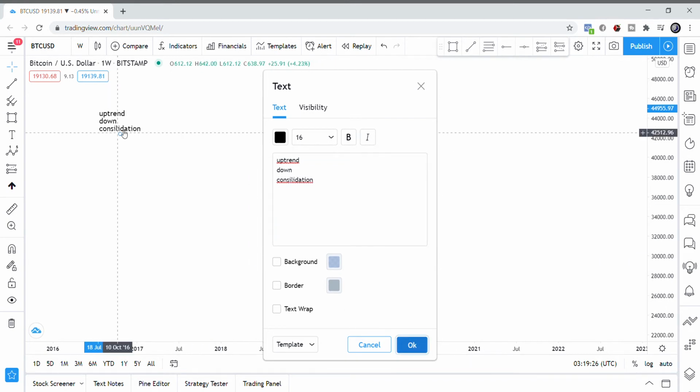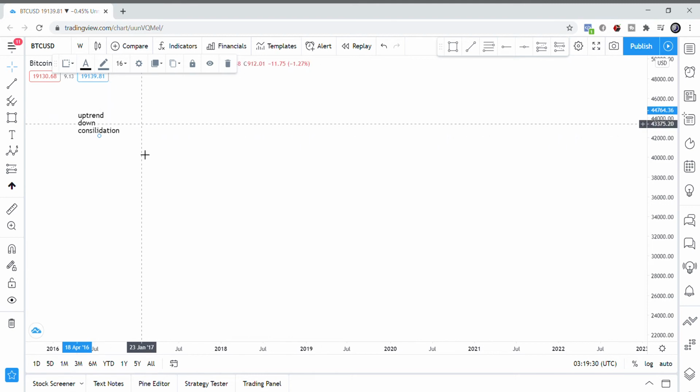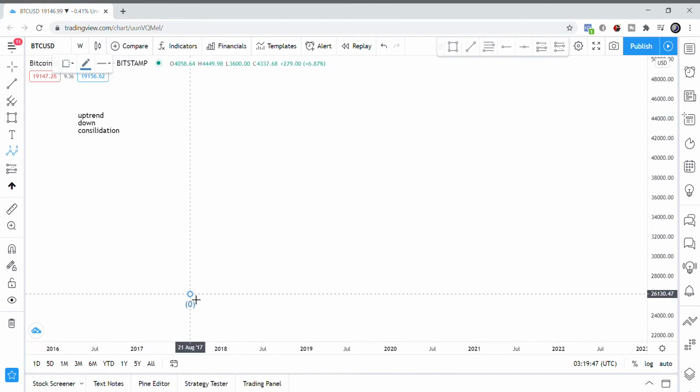So what is an uptrend? An uptrend is basically when a series of higher highs and higher lows are formed. What is a downtrend? A downtrend is basically when a series of lower highs and lower lows are formed. So let me quickly draw this down.